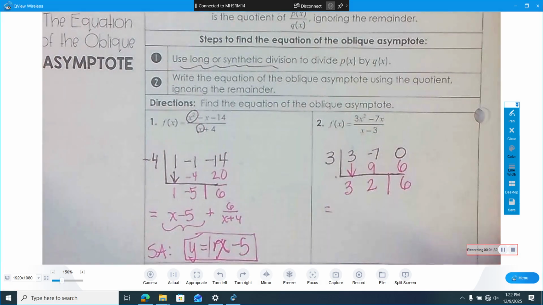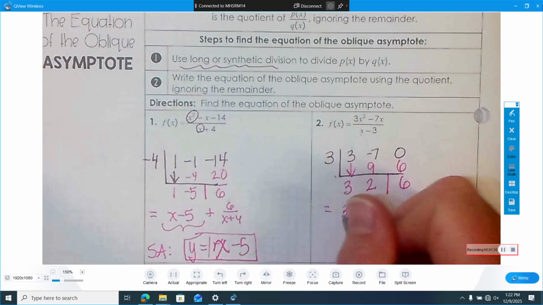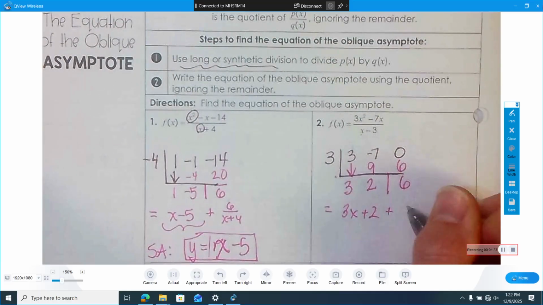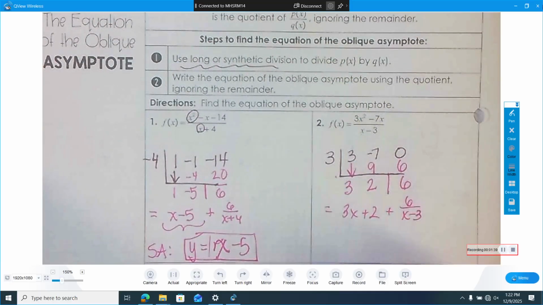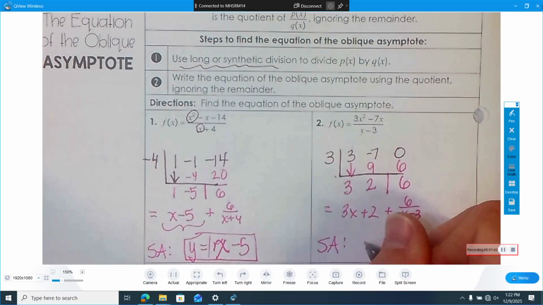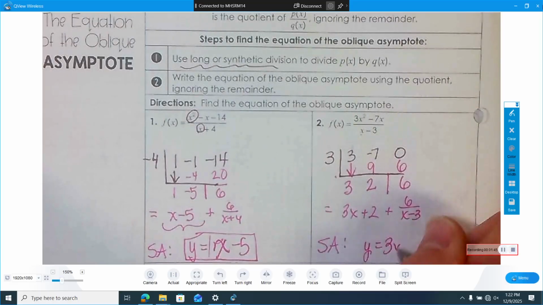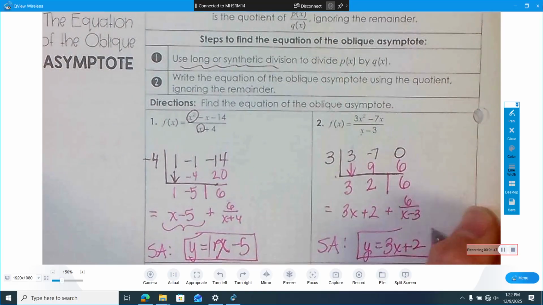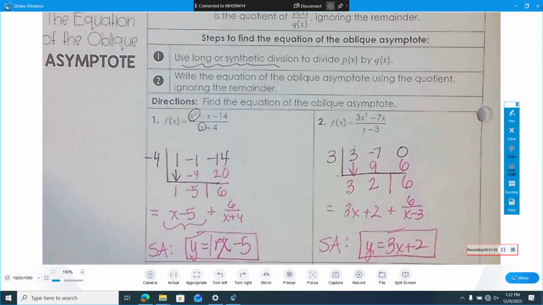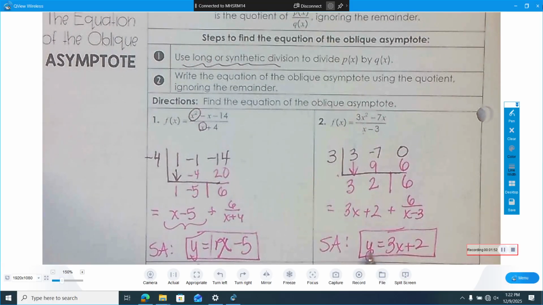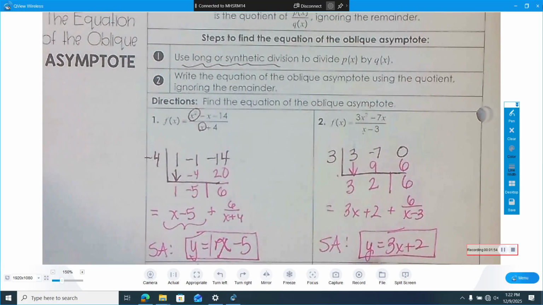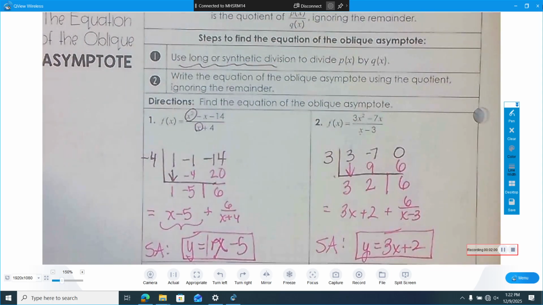And so we get 3x plus 2 plus 6 over x minus 3. What is our slant asymptote? Yeah, y equals 3x plus 2. It is the equation of a line, so it is important that you have a full equation: a left side and a right side, an x and a y. It has to have an x and a y in order to graph it. So that's just sort of being a little bit nitpicky.